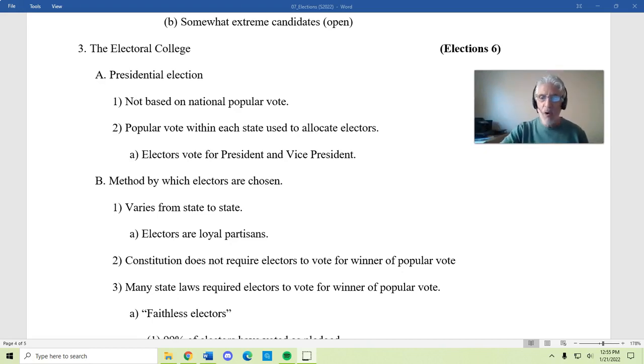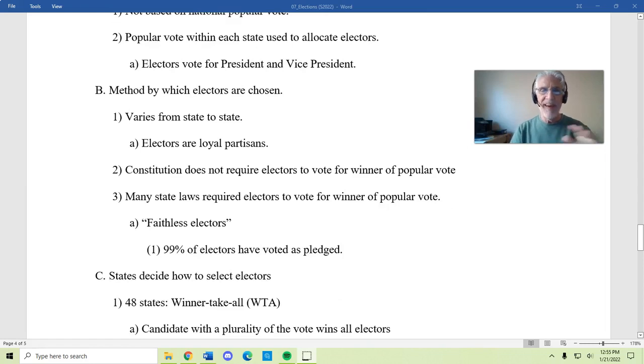The thing that you need to know about faithless electors is that they have never determined the outcome of an election, ever. 99% of electors vote for the candidate to whom they're pledged. And so you'll hear long discussions about faithless electors. But the reality is that they don't make that much of a difference because they're picking loyal partisans who are going to vote for the candidate to whom they were pledged to vote for.